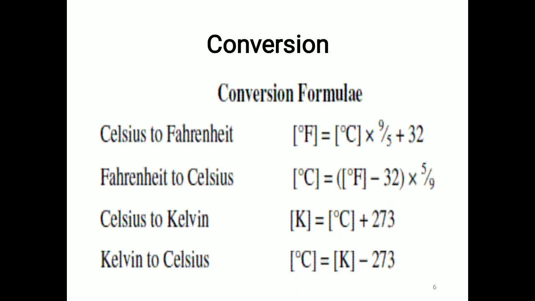Similarly, if you want to convert Celsius to Kelvin, you have to add 273 to the Celsius, then your temperature will be converted into Kelvin. In a similar way, if you want to convert Kelvin to Celsius, you have to subtract 273 from the Kelvin, then the temperature will be in Celsius. So you can use these formulas to convert one scale of temperature into another scale of temperature. Let us see some examples based on that.